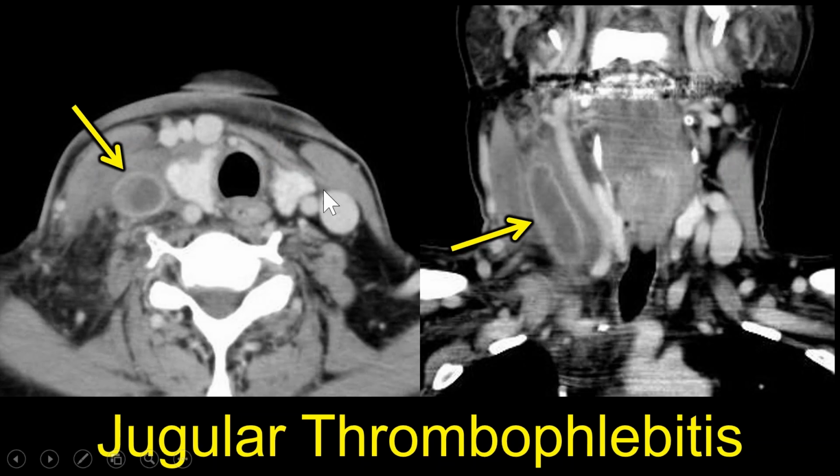So here's another case, very similar. This is an axial CT on the left side of your screen, after contrast. I can see contrast in the carotid and the jug, and the coronal reconstruction is the right side image. On the left side, the arrow is pointing to that thrombosed internal jugular vein.